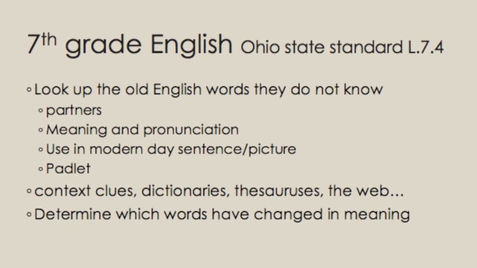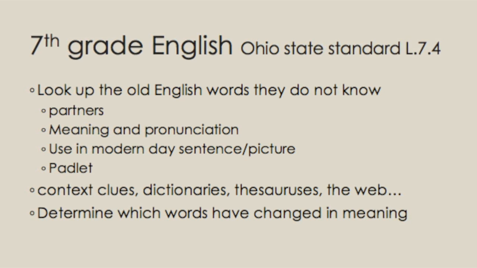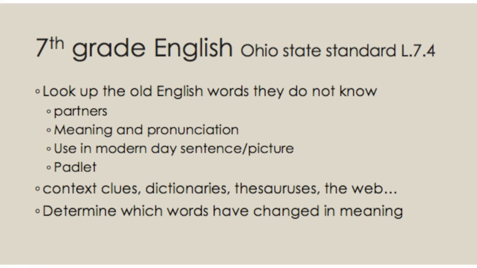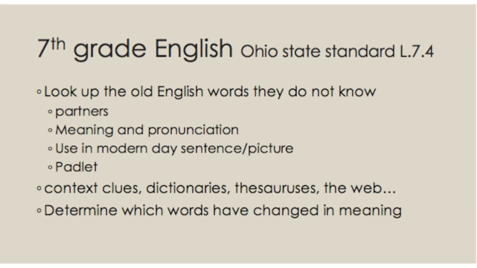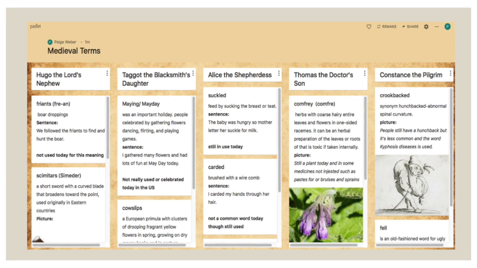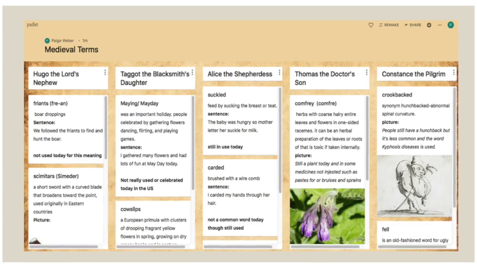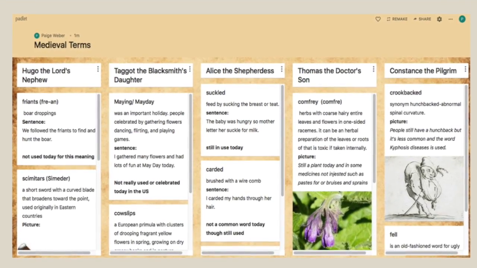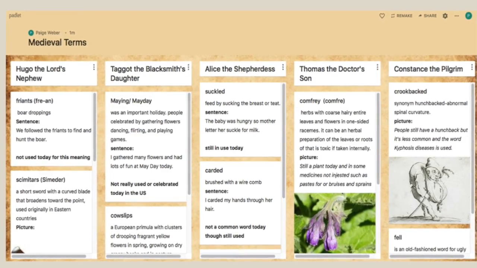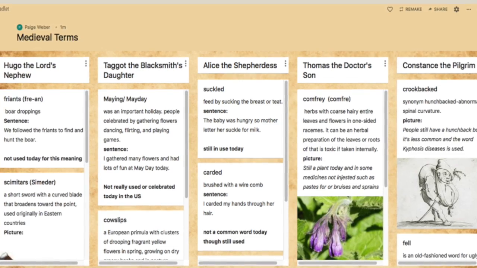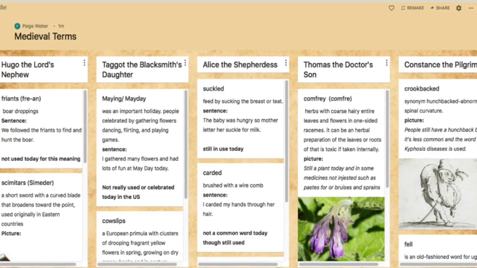After the students receive a monologue, with partners they will have to look up Old English words or traditions they do not know. They will have to use context clues, dictionaries, thesauruses, and as a last resort, the web if available. The students will have to write the definition, pronunciation, be able to write it in a sentence or have a picture, and explain if the word is still used in modern English today. The students will then have to upload what they found out and put it in a Padlet as a guide for other students to use.